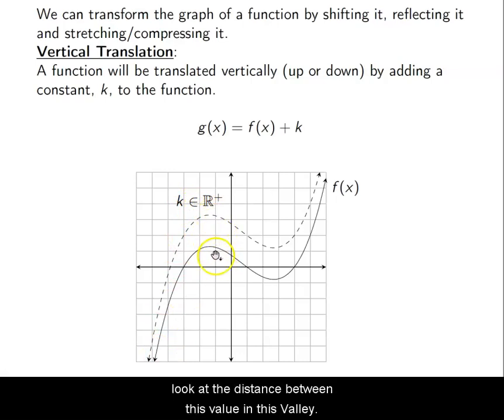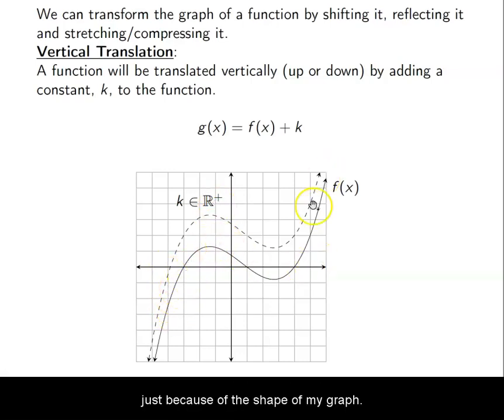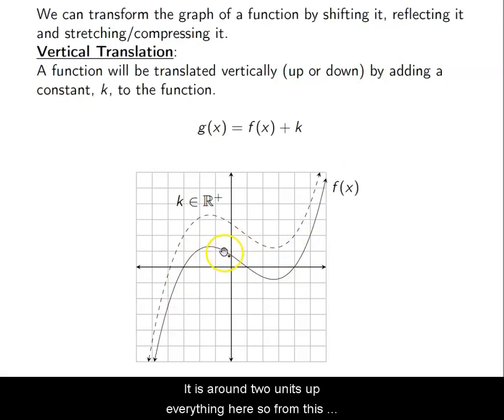So if you look at the distance between this value and this value, it's the same as this value and this value. Even though it looks like this is closer than these are, that's just because of the shape of my graph. It is around 2 units up. Okay, everything here. So from this point straight up, it's still about 2 units. You have a whole unit and then about a half and another half of a unit. Same thing here, right? This is still 2 units up. From here to here, you can see it is exactly 2 units up. Here, this is still 2 units up. Everywhere is a difference of 2 units.